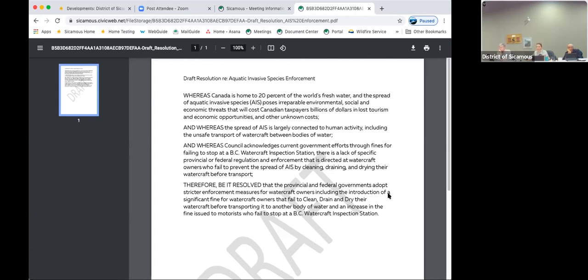If you are caught at a checkpoint and you are carrying mussels on your boat, although you know the law is you need to clean, drain, and dry, I'm suggesting a $10,000 fine. Something that is serious enough that it puts the onus on the boat owner to clean, drain, and dry when moving from one body of water to another body of water, because I don't think people understand the seriousness of this.